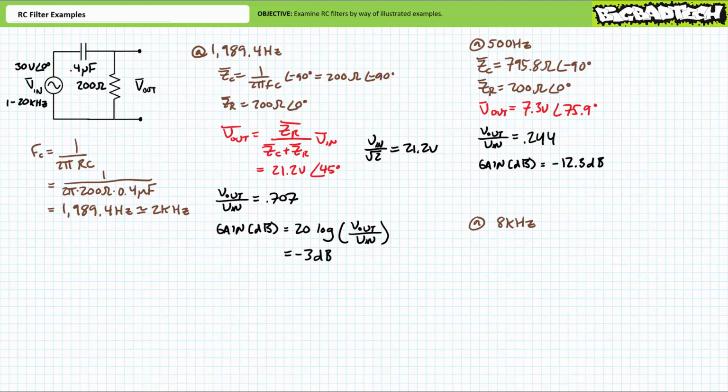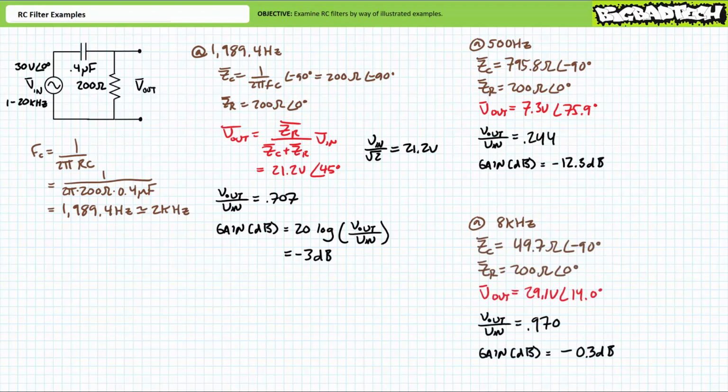Finally, gain in units of decibels equals 20 log of V out over V in. Substituting our given values, we find this to be a gain of roughly negative 12.3 decibels, meaning this circuit is experiencing less than half power. This makes perfect sense. At frequencies below the critical frequency, one would expect the circuit to experience less than half power. Let's do the same thing for the increased excitation frequency of 8 kHz.